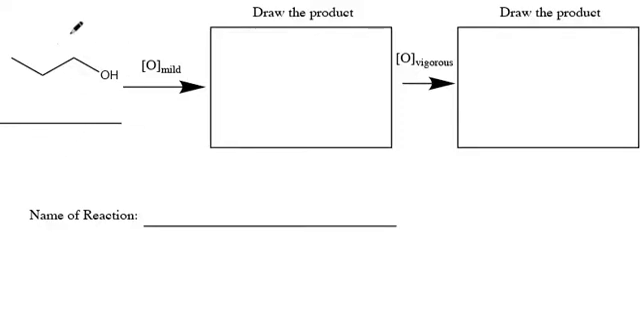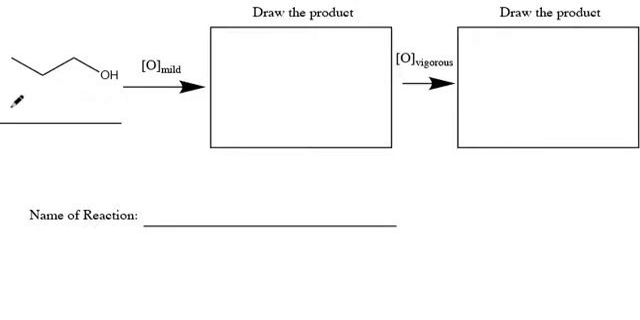This is the oxidation of another primary alcohol. Remember, this is a primary alcohol because the carbon that contains the alcohol is connected to just one other carbon. So we're doing the oxidation of a primary alcohol. This alcohol has 1, 2, 3 carbons, or we should count from here, 1, 2, 3.